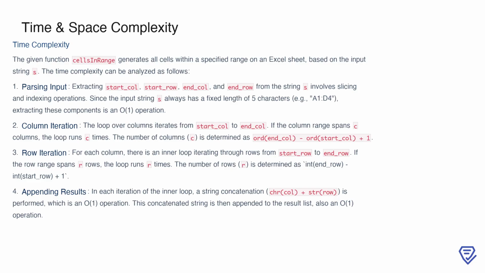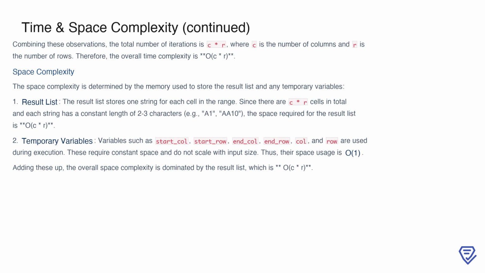Inside the column loop, there's an inner loop that iterates through the rows. This loop runs R iterations, where R is determined from the difference between end_o and start_o, plus 1. Each iteration of the inner loop involves creating a string for the current cell and appending it to the result list, both of which are constant time operations. Together, these steps lay the foundation for the overall time complexity. Now, combining the iterations across both loops, the total number of iterations is the product of C and R, representing the number of columns and rows in the range. As a result, the overall time complexity is O(C*R).